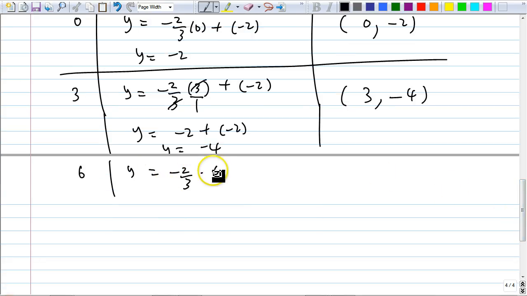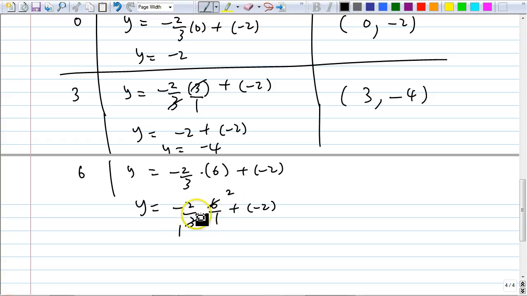y is equal to -2/3 times 6 plus -2, which is y is equal to -2/3 times 6 over 1 plus -2. Notice 3 goes into 6 twice, 3 goes into 3 once, so you get negative, what's -2 times 2? You get -4 plus -2, which is -6. So we get 6 comma -6.